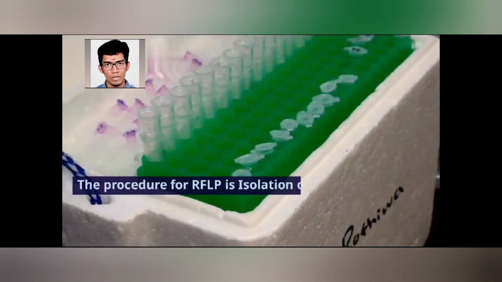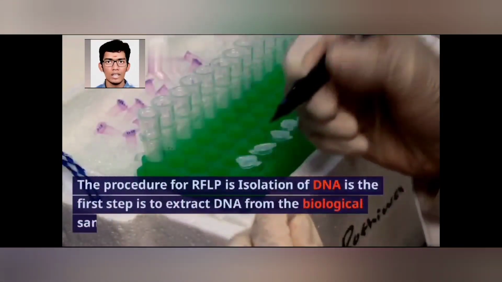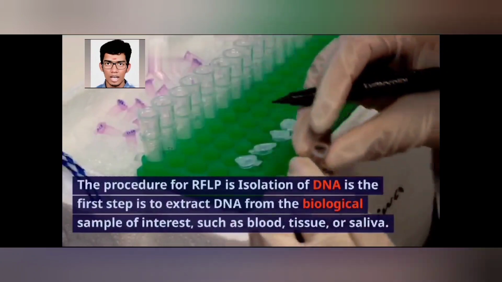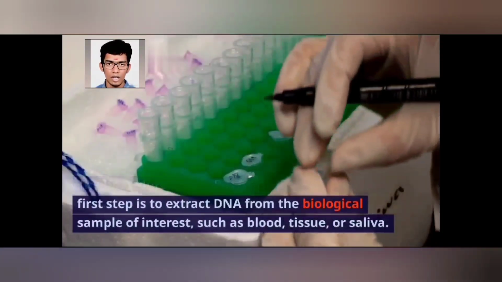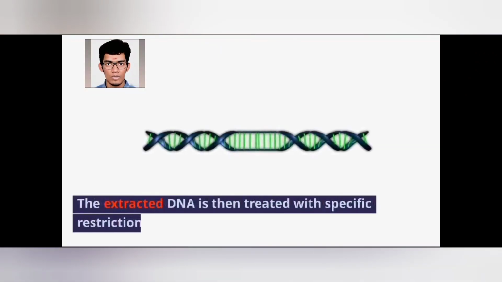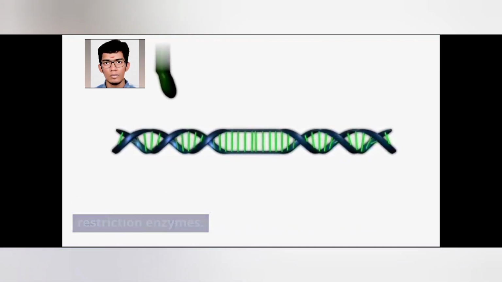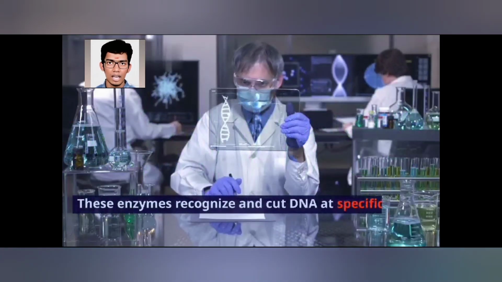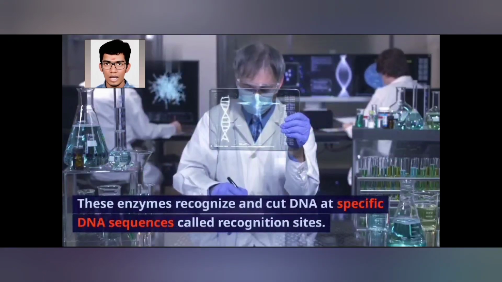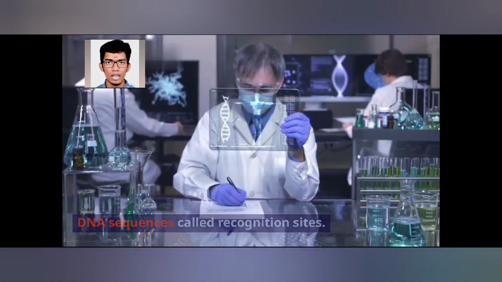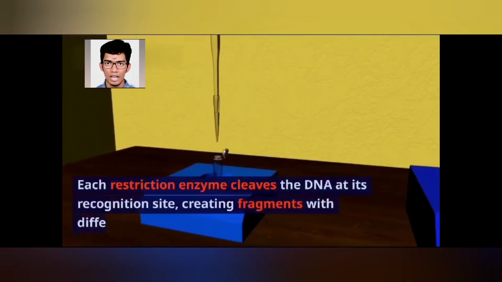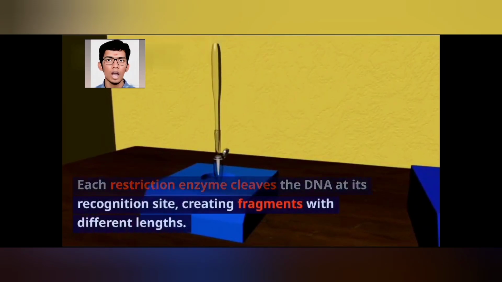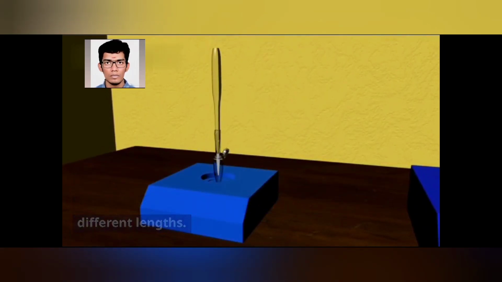The procedure for RFLP begins with isolation of DNA. The first step is to extract DNA from the biological sample of interest, such as blood, tissue, or saliva. The extracted DNA is then treated with specific restriction enzymes. These enzymes recognize and cut DNA at specific DNA sequences called recognition sites. Each restriction enzyme cleaves the DNA at its recognition site, creating fragments with different lengths.